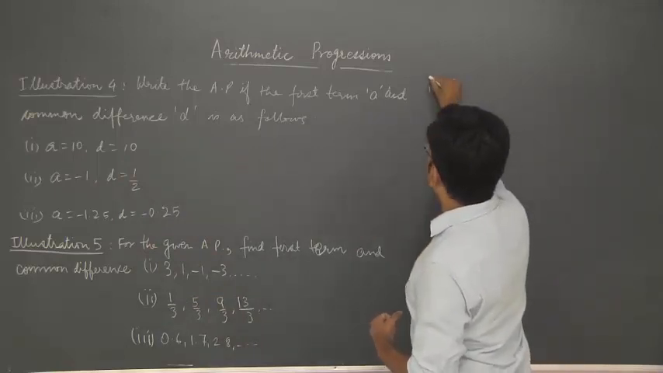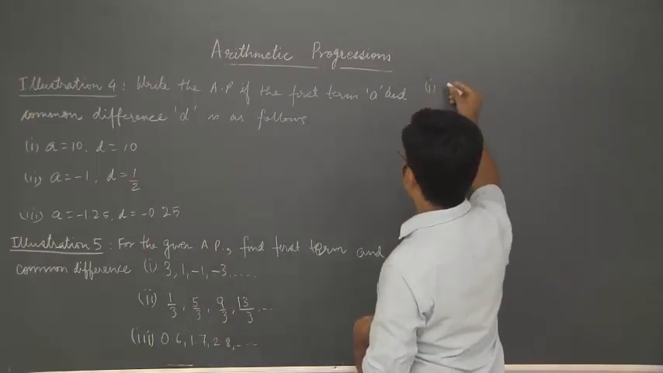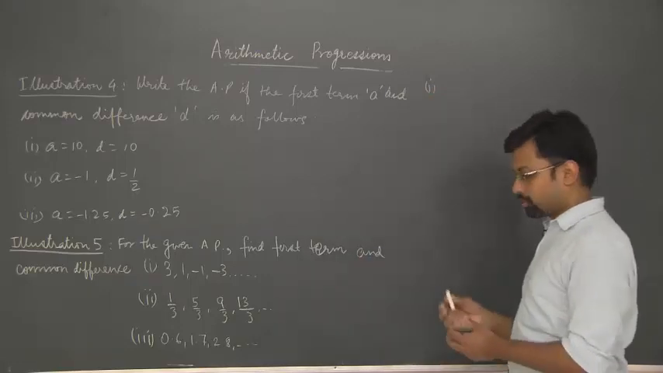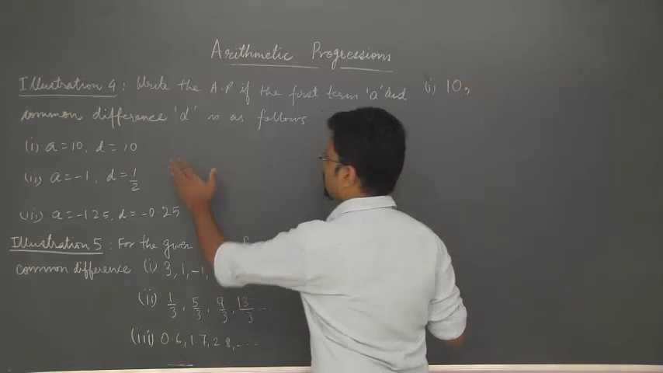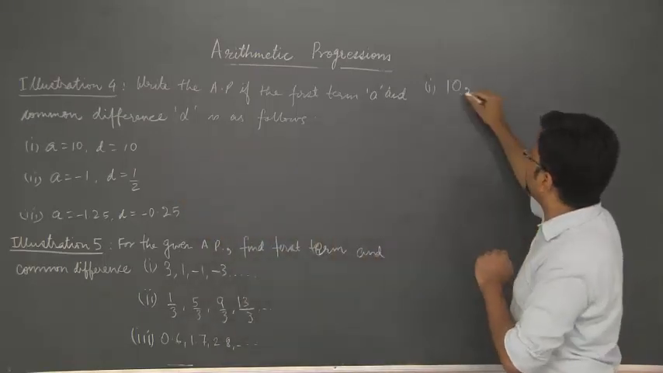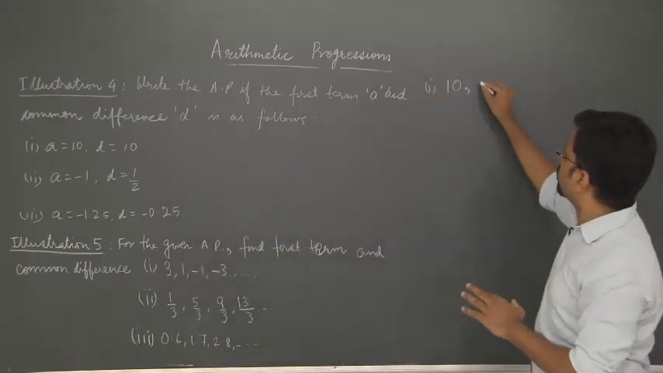For the first one, we have A equal to 10 and D equal to 10. So the first term of the AP would always be 10. The common difference is 10. Hence the second term will be 10 plus 10, that's 20.